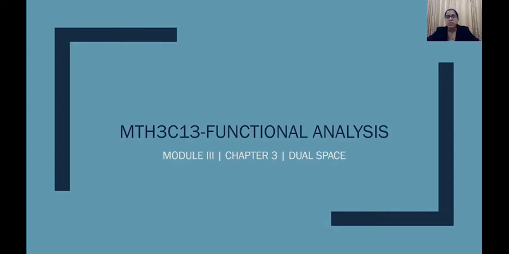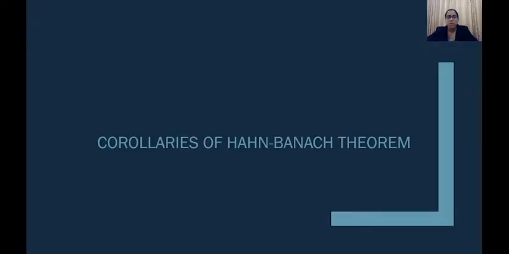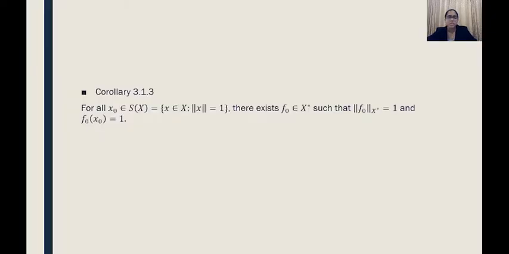In this chapter we are mainly dealing with the corollaries of the Hahn-Banach theorem. So let's move on to the corollaries. The first one is corollary 3.1.3. The corollary states that for all x₀ an element of S(X), which is equal to the set of x in X such that norm x equals 1. If you recall, this is the definition of a unit sphere.